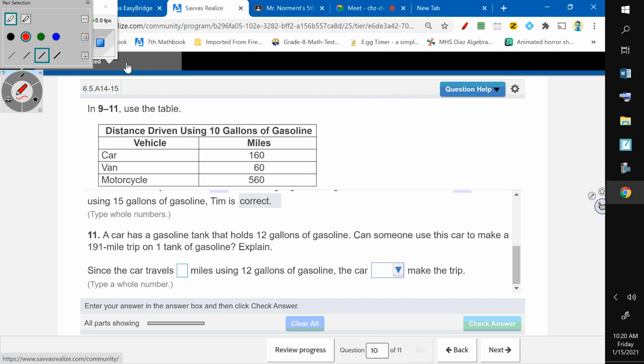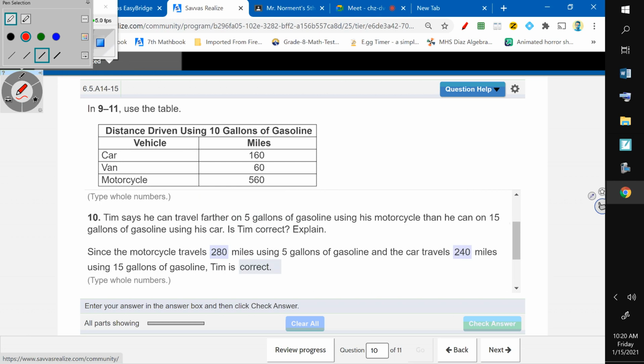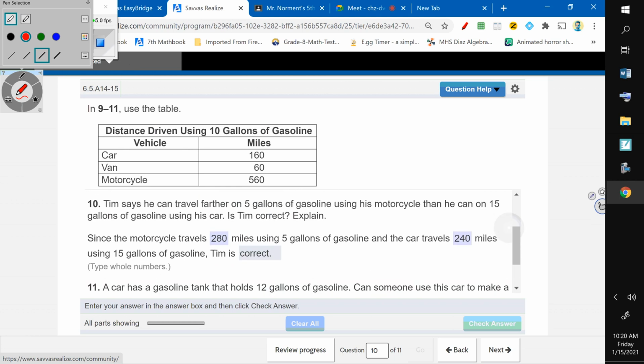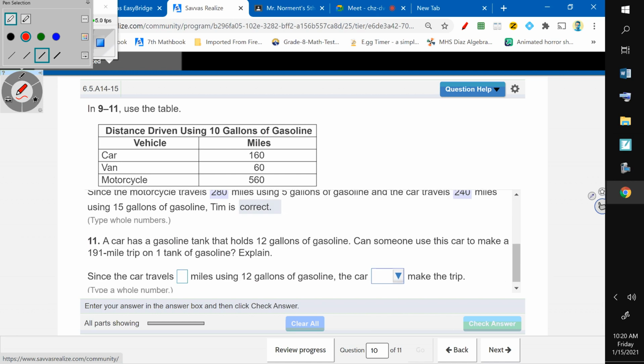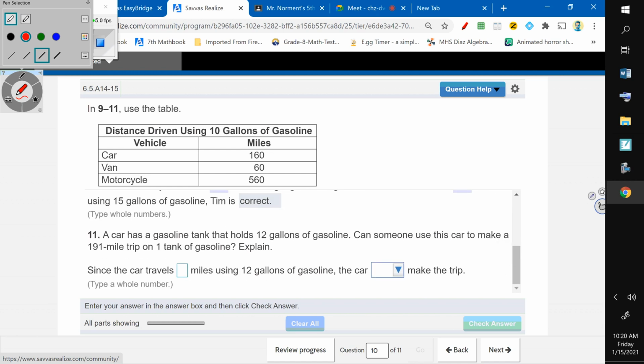Wait, we're not done yet? No, there's... Ava, this is what it looks like.